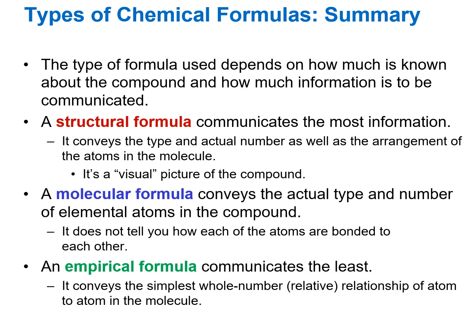This slide goes into a little bit of summary of the different formulas that we've discussed. So for example, the structural formula is basically a picture that gives you the type and actual number of arrangements of atoms in a molecule. So this is a visual picture of what's happening. The molecular formula tells you the number of atoms in the compound, but it doesn't tell you how they're arranged, and that can be important. And then you have the empirical formula, which actually communicates the least amount of information because all it conveys is the simplest whole number relative relationship or ratio between the elements that make up the compound. But these are the different formulas that we've talked about. And this might not be a bad thing to have at your disposal if you want to remind yourself what each one of these is.